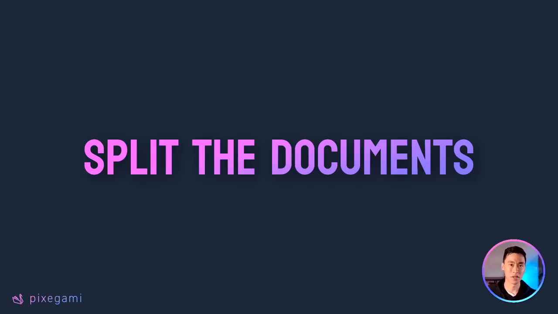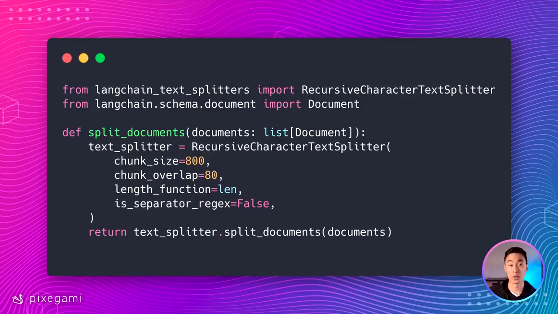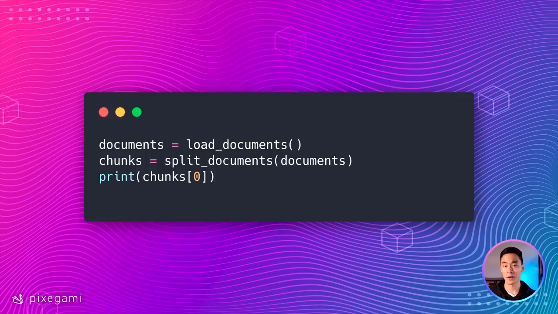Our next problem is that each document, or each page of the PDF, is probably too big to use on its own. We'll need to split it into smaller chunks. And we can use LangChain's built-in recursive text splitter to do exactly that. After you run that on your documents, you'll find that each chunk is a lot smaller. So this is going to be handy when we index and store the data.